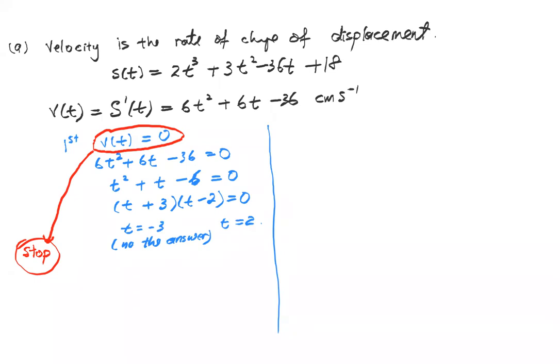Hello? So if I ask the question, find the time when the particle stops moving, what should I start with? I start with vt equals 0. Clear? Okay.